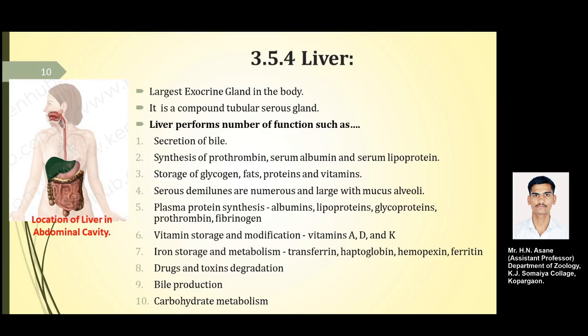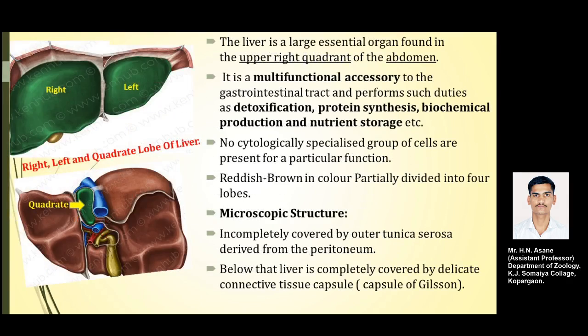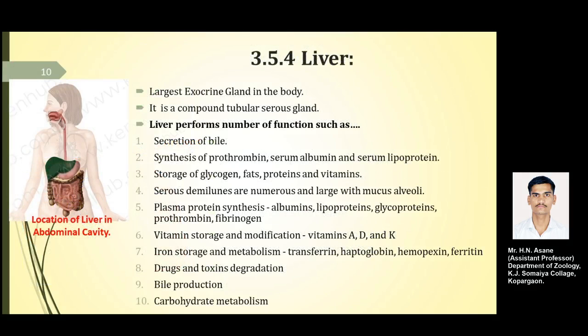The liver is a large essential organ found in the upper right quadrant of the abdomen. As you can see, the liver performs diverse functions, n number of functions, and it has no group of cells cytologically specialized to perform one particular function.